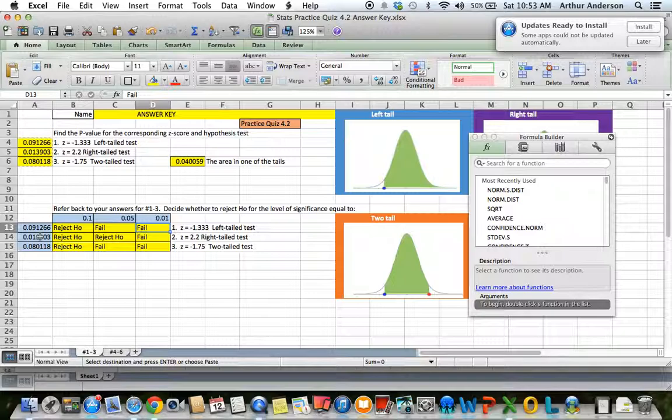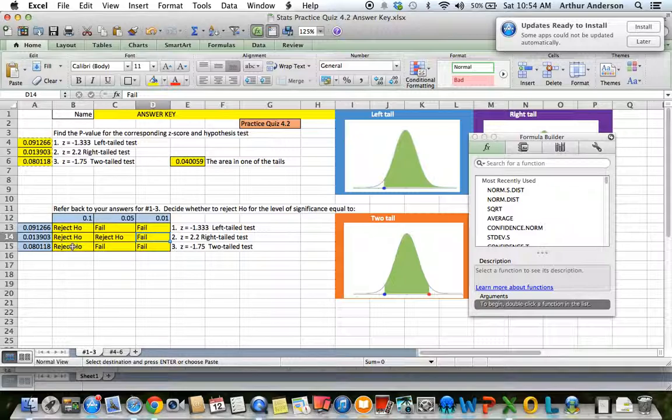9% is not less than 1%, so we fail to reject the null hypothesis there. And the same for the other two problems. For problem number 2, because the percentage is approximately 1.4%, we reject the null hypothesis when it's a 10% value for alpha. We also reject the null hypothesis when it's 5%, but we fail to reject the null hypothesis when it's 1%, because 1.4% is not less than 1%.